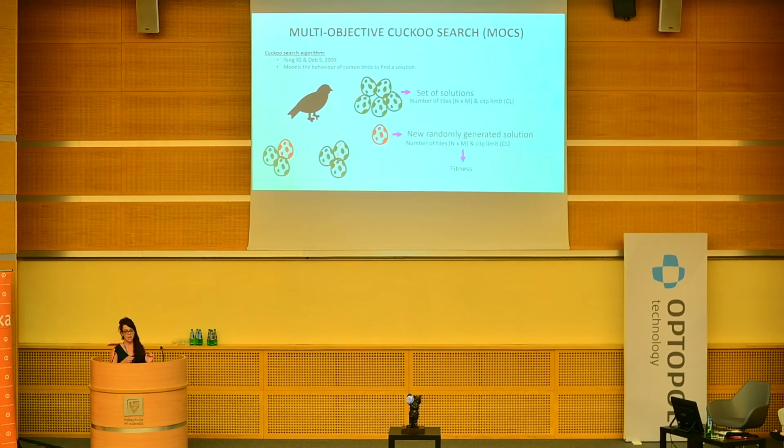In our case, an egg is a solution. That means one egg is the number of tiles in which we want to divide the image and the clip limit. And then we're going to say if our egg is good or not based on the fitness function that we use many times to assess solutions. In this case, as I said before, the fitness function that we are going to use is to study the entropy of the image and the loss of brightness of the image.